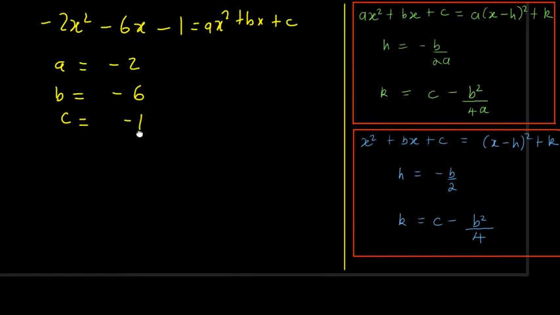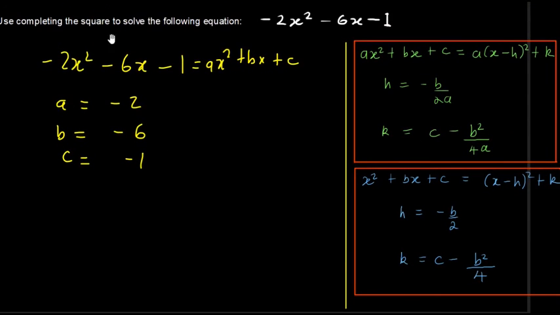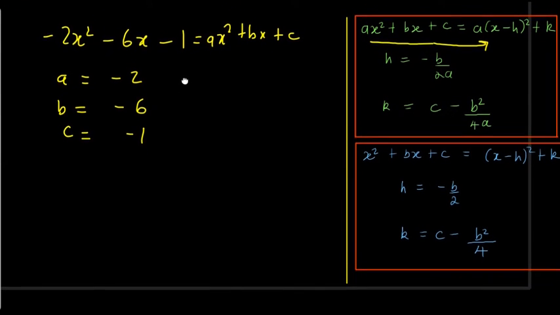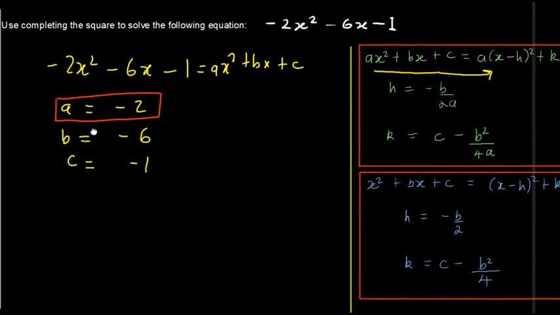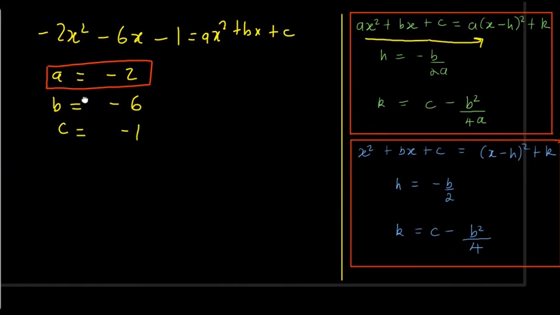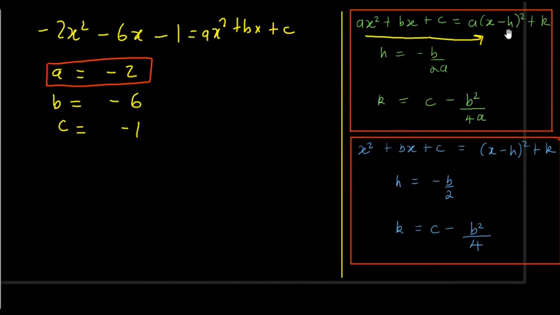So we are moving from here to here. This already tells us that we have already got our a here. This is our a, and we need to find h and k. H and k are the missing part. To find h and k, we use these formulas.